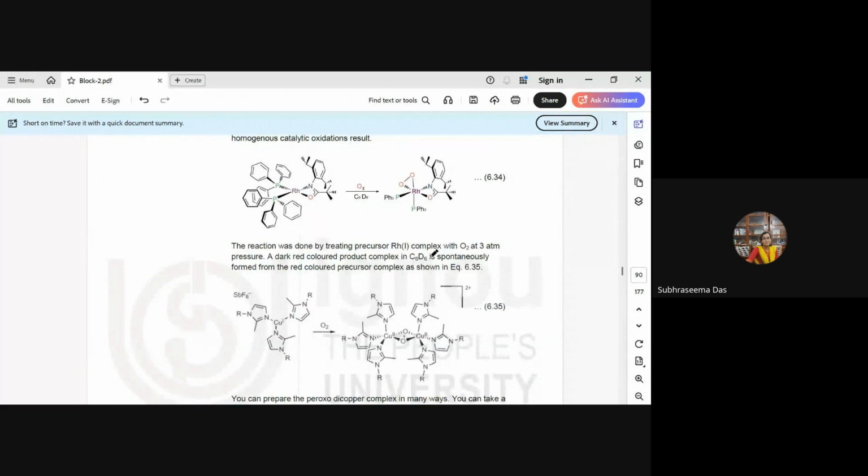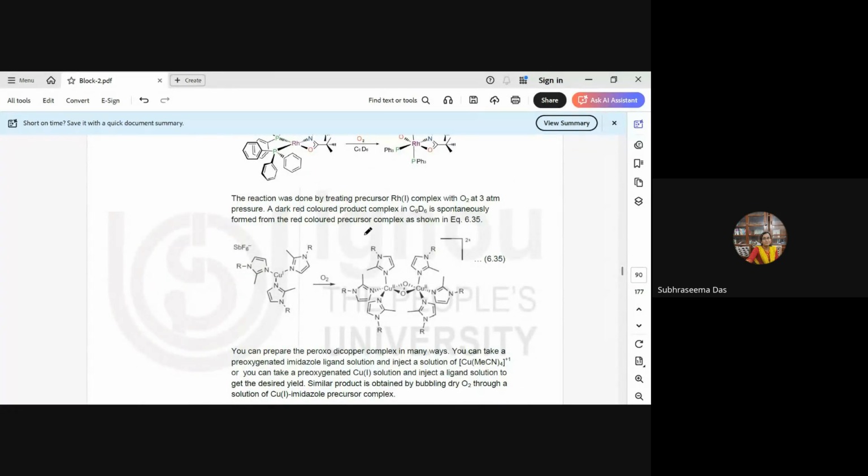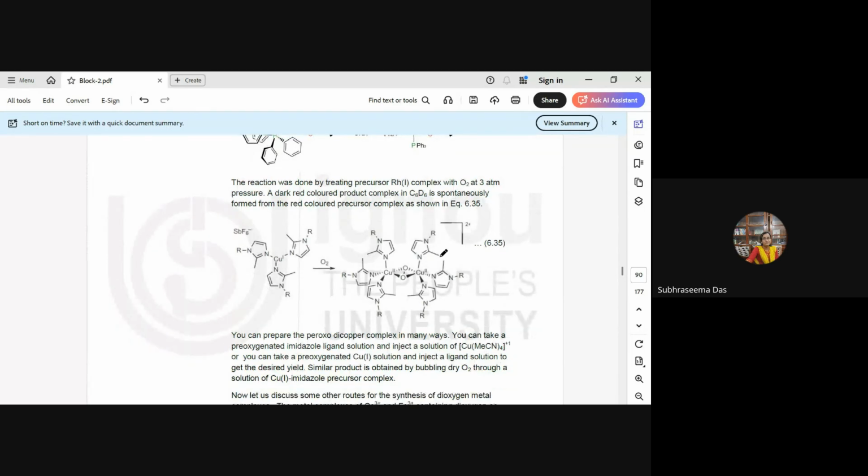So the reaction was done to carry out this reaction. This was done by treating the precursor rhodium 1 complex with oxygen at 3 atm pressure. First, a dark colored complex was formed, which indicated the addition of this O2 group into the metal complex.